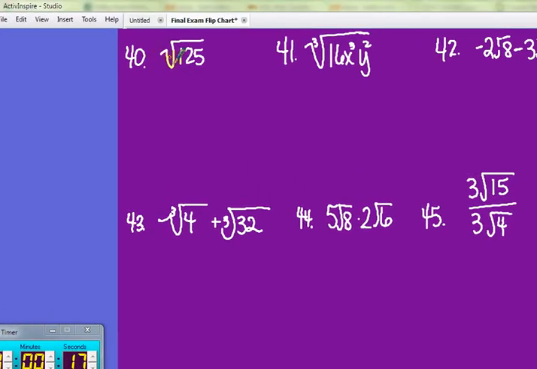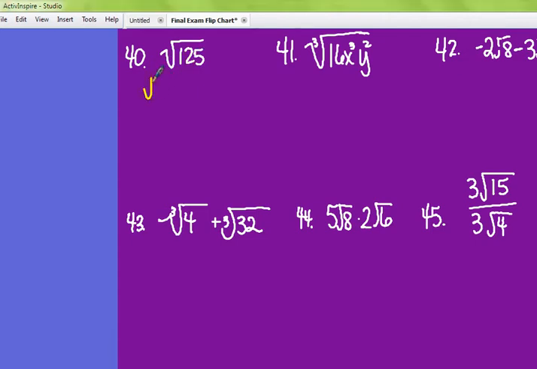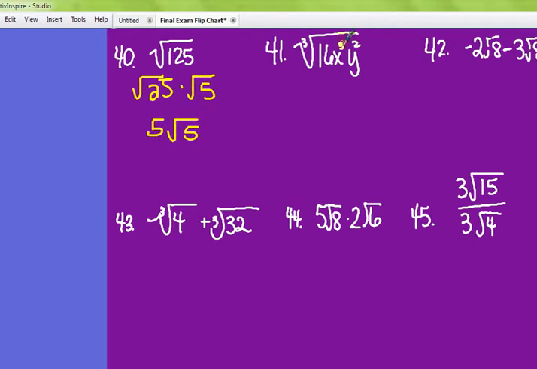All right, so with question number 40, what we want to do is take the square root. So I will be looking for a perfect square factor embedded in 125, and that would be 25. 25 times 5 is 125. And then I'm just going to take the square root of 25, which is 5, and leave the 5 underneath. So there's that one simplified.